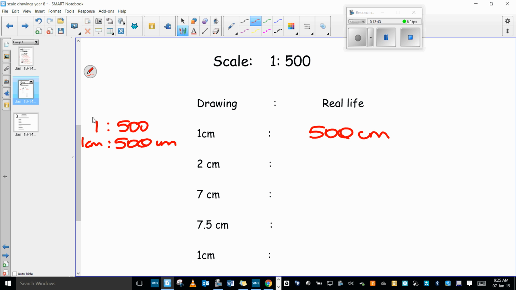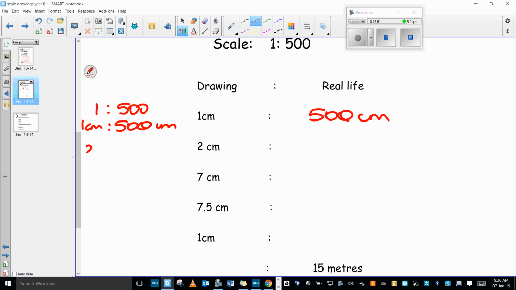Now we've got a 2 centimetre. So our 2 centimetre, what are we going to do with that? We're going to multiply that by 500 as well, yes? So that's going to be, what's 2 multiplied by 500? 1,000. And that's going to be 1,000 centimetres. So you did 2 multiplied by 500? Yes, whatever number you have here, on the left, you're going to multiply by 500. That's all you're going to have to do.